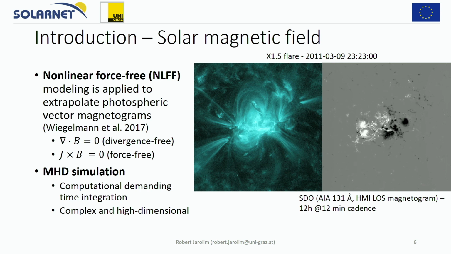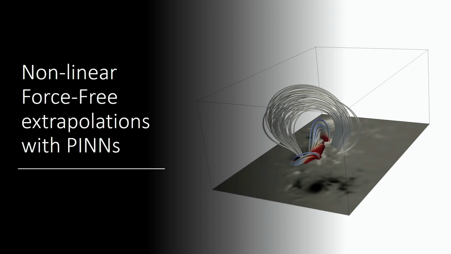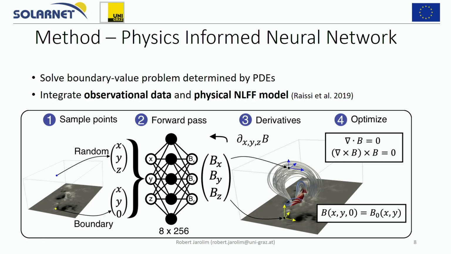Specifically for both of these methods, or for simulation methods in general, we are usually very restricted in the way that we are dealing with the input data. Usually we need a lot of pre-processing in order to work with this data, and most methods are very computationally expensive. So here we want to approach this with the use of physics-informed neural networks. The first part is how to solve nonlinear force-free extrapolations with physics-informed neural networks. This is the first part of this application series.